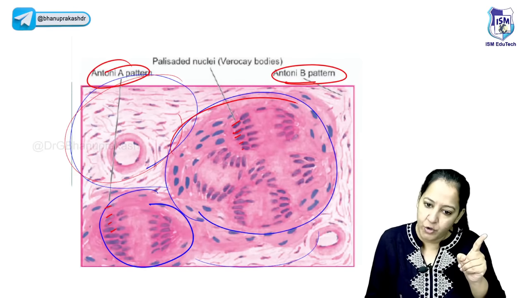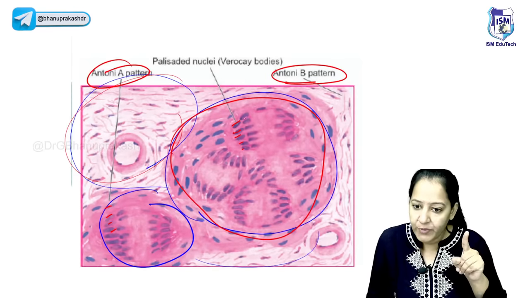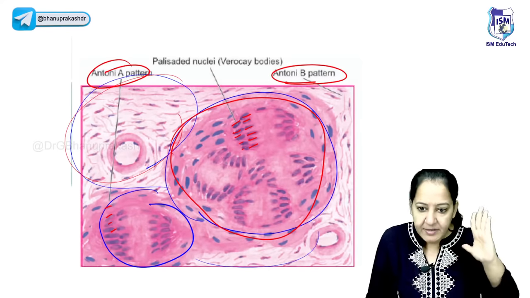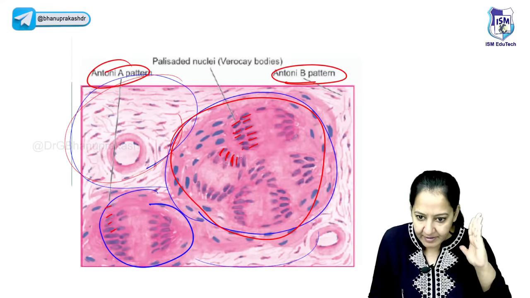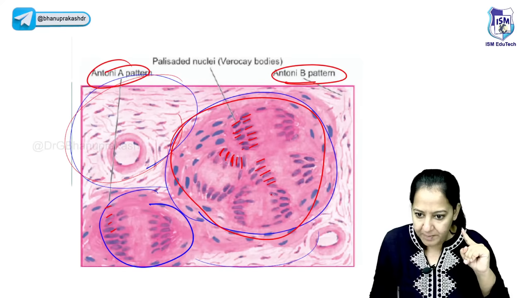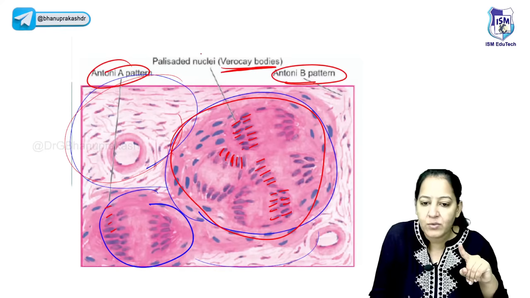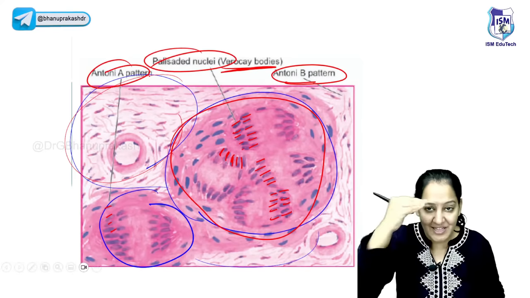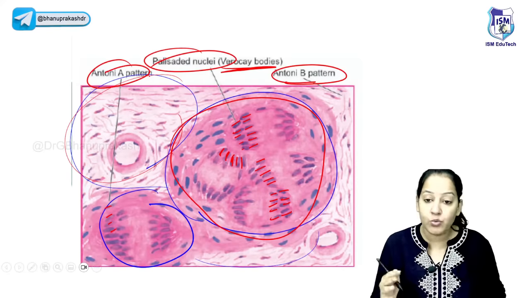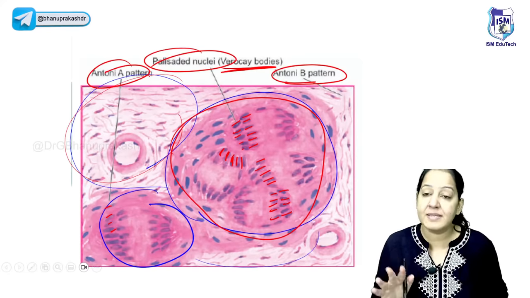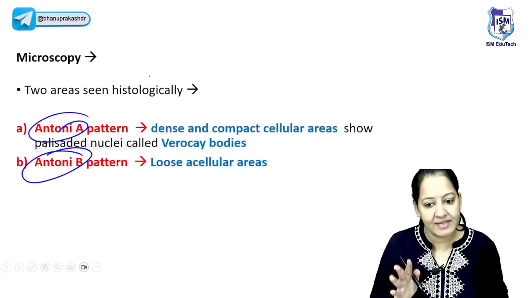You can see these all are tumor cells in the Antoni A. See the nucleus. The nucleus is arranged one behind the other like a step ladder. Can you see? Like this. It is known as Verocay body. It is known as palisading nucleus. Very important question: Verocay bodies are seen in schwannoma.